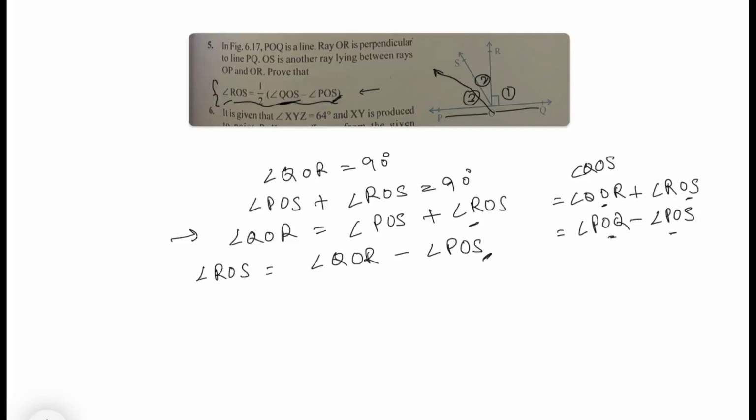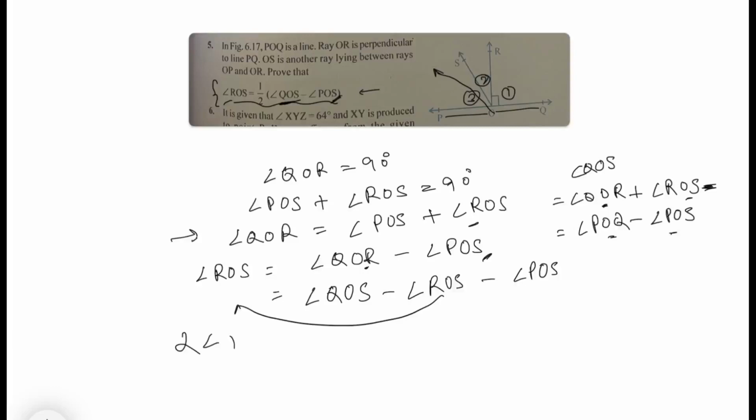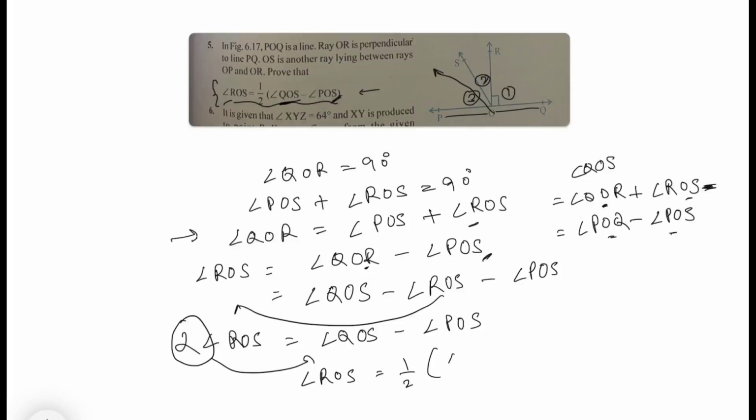But we don't want QOR, right? So we have to remove QOR from here. So let's say that angle QOR is equal to QOS minus angle ROS minus angle POS, right? We use this equation. We take ROS to the other side, so twice of ROS is equal to angle QOS minus angle POS, and this 2 that came, we will take it down, so angle ROS is equal to 1 by 2 of angle QOS minus angle POS.